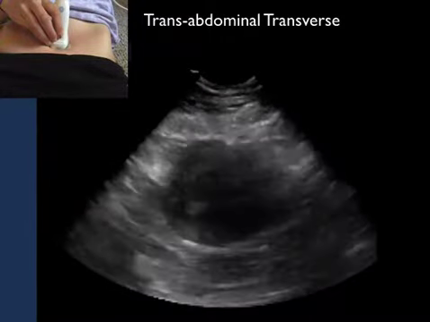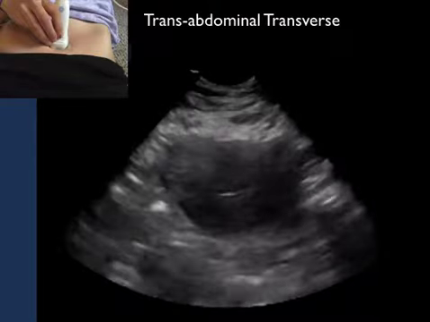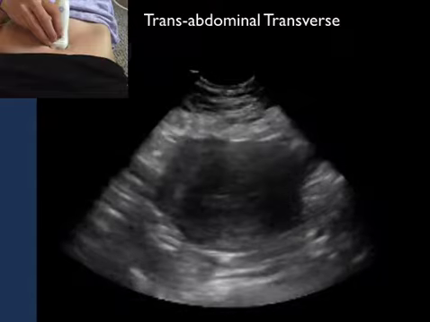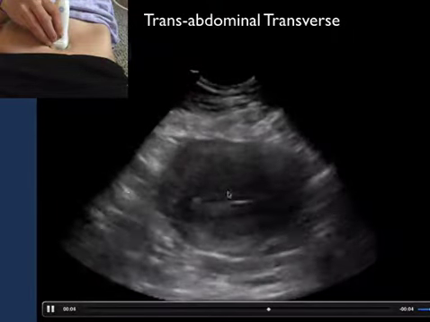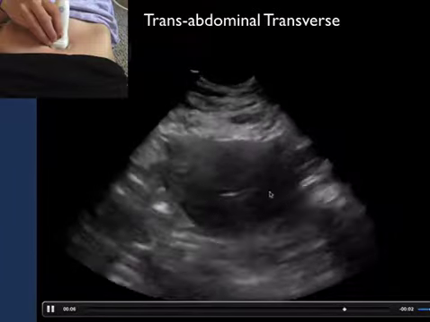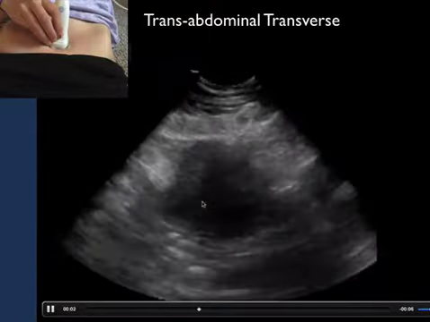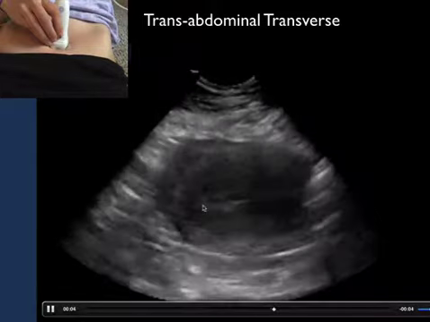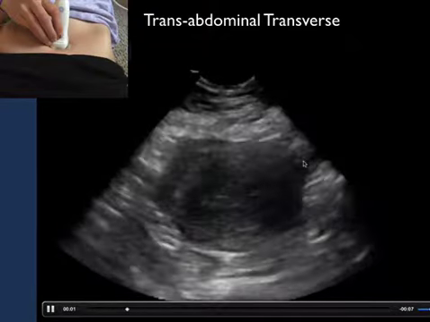This is what we see in a relatively empty bladder in a transabdominal transverse view of the uterus. We will be able to see here the thin endometrial stripe, or thicker depending on what period of the cycle we are in, and we will be able to see the right side and the left side of the uterus.